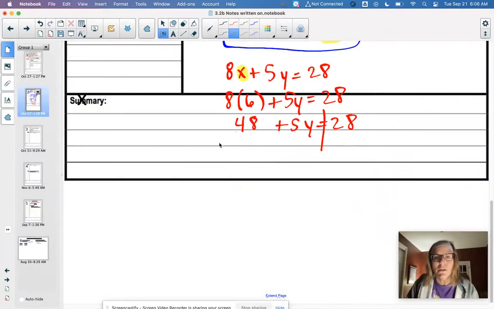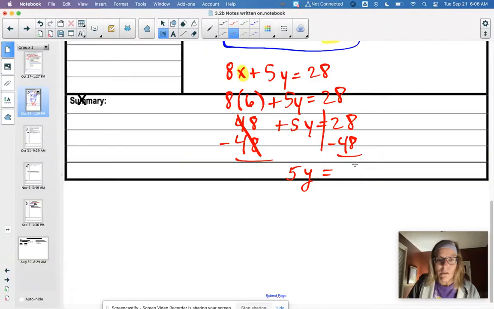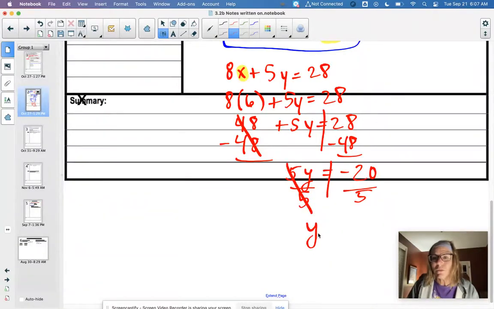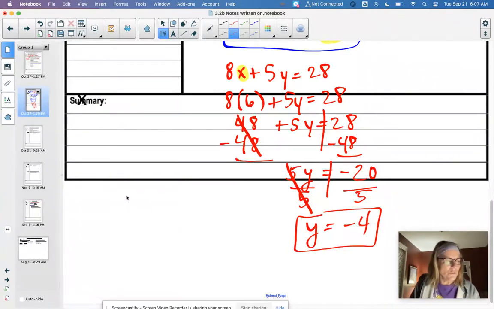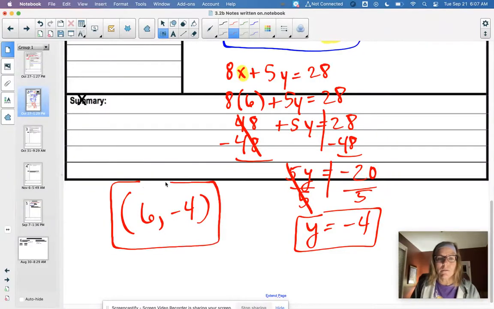And let's turn the page here. Minus 48 on both sides. So I get 5y is equal to 28 minus 48. Well, that's just going to be a negative 20. Divide both sides by 5. Y is equal to negative 4. Perfect. So my solution then is, our x value was 6, our y value was negative 4.